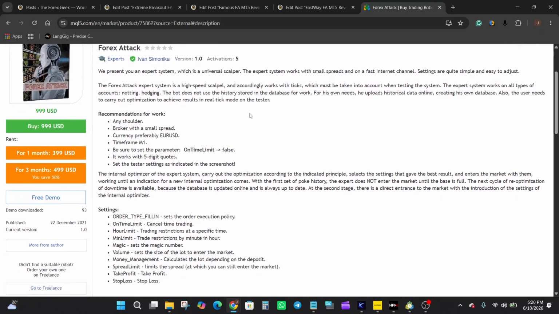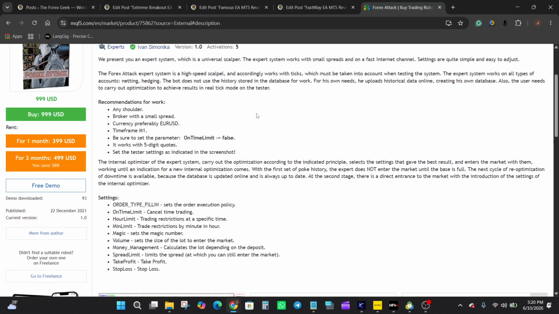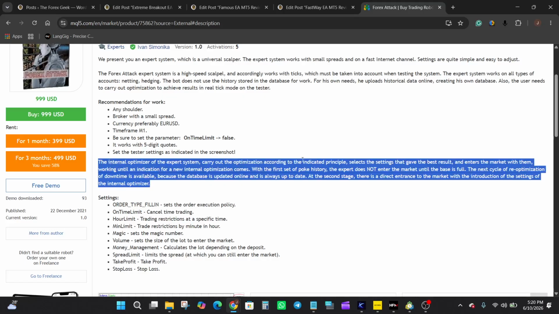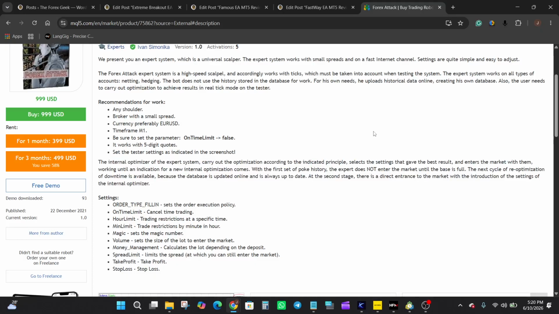Now, scrolling further, I can see there is an internal optimization system built into the EA. So basically, it runs its own optimization cycles and adjusts parameters based on performance conditions. So instead of static settings, it is designed to re-evaluate and adapt over time based on its internal logic.